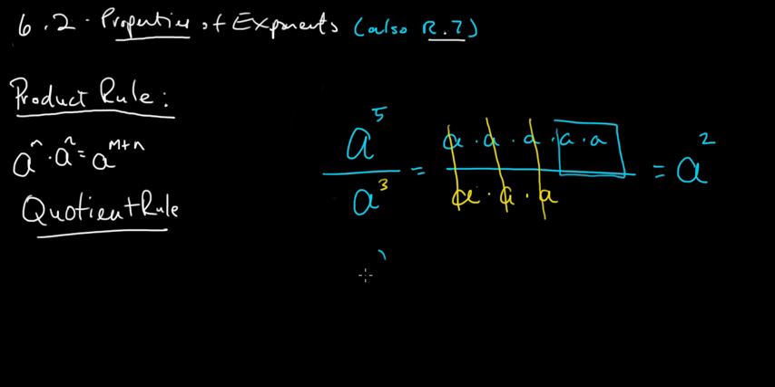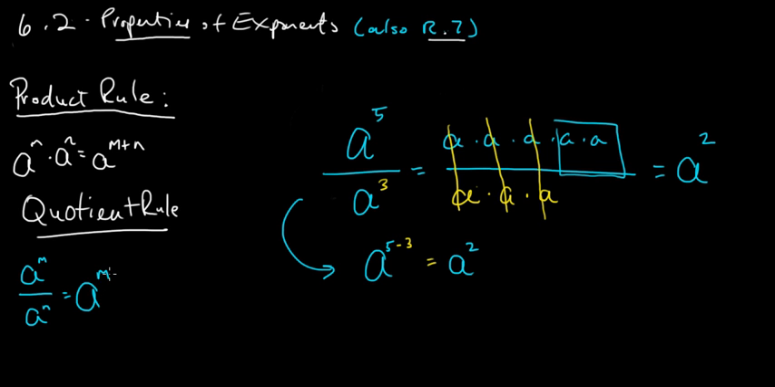And notice that if I just took a to the 5 over 3 and I rewrote it as a to the 5 minus 3, then that would be a to the second power. So the quotient rule says, and I know I'm going really fast, if I take a to the m power and I divide it by a to the n power, some arbitrary powers, they could be the same, let's take a look at that in a second, that is equivalent to a to the m minus n.